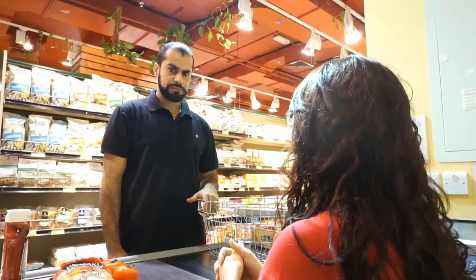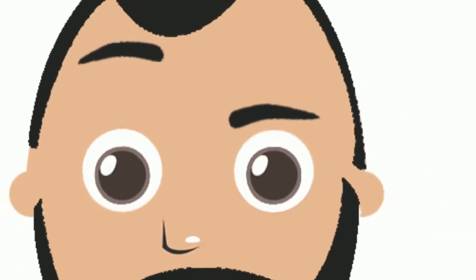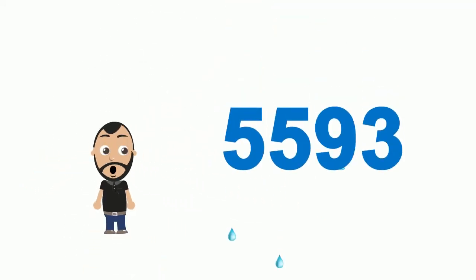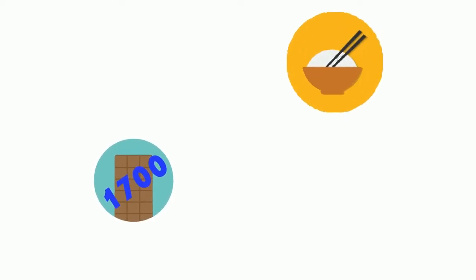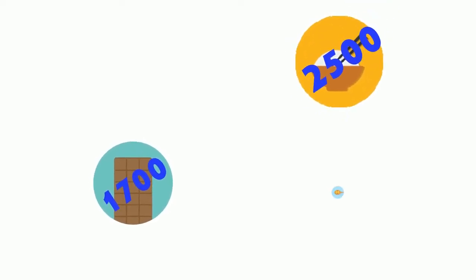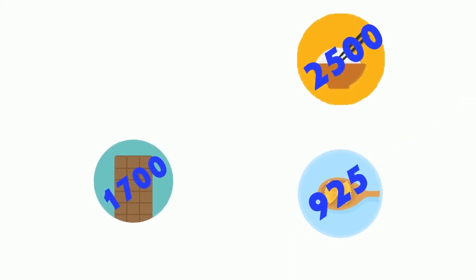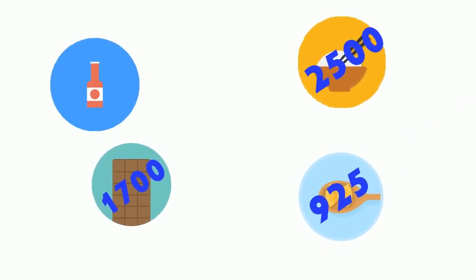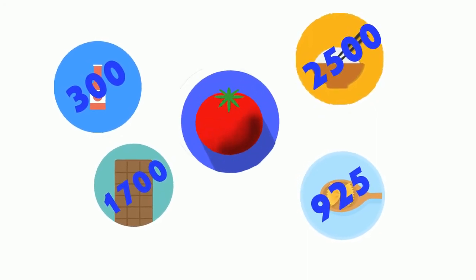It's 5,593 liters of water, sir. You heard correctly. 5,593 liters of water. For example, a bar of chocolate has a water footprint of 1,700 liters, whereas a bag of rice has a water footprint of 2,500 liters. Do you know how many bathtubs you could fill with the amount of water that went into producing those groceries?